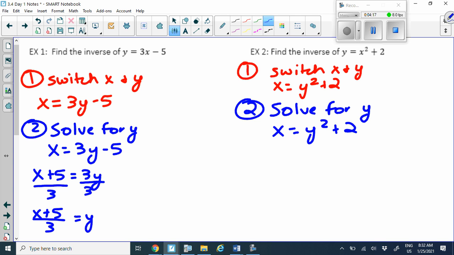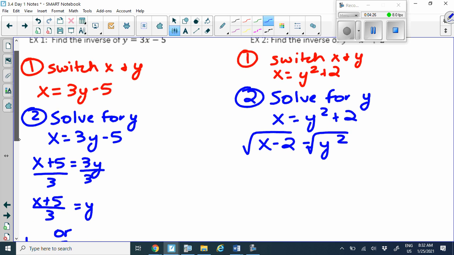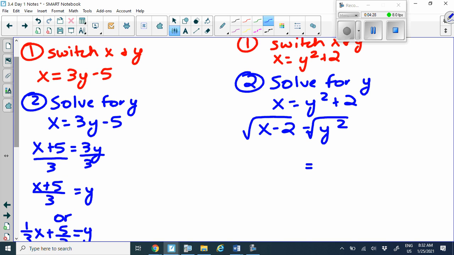So I need to move the 2 over first, so I get x minus 2 equals y squared. So notice with the squared, I have to take the square root on both sides. And I get y equals, and now notice here, I'm going to have the plus minus because we're square rooting. So I have that plus minus square root of x minus 2.